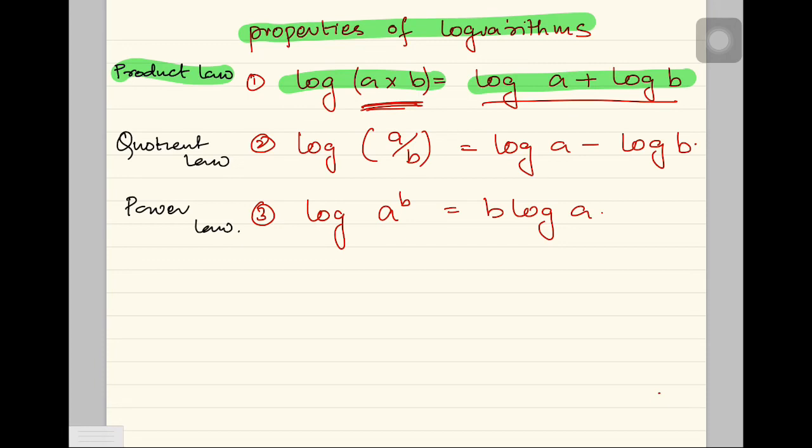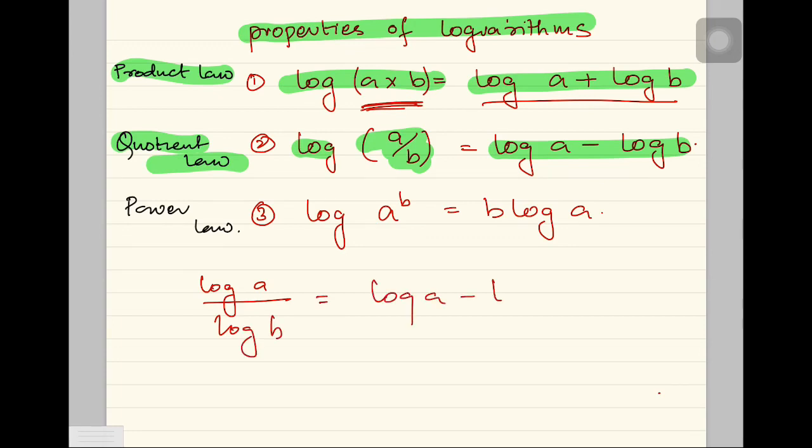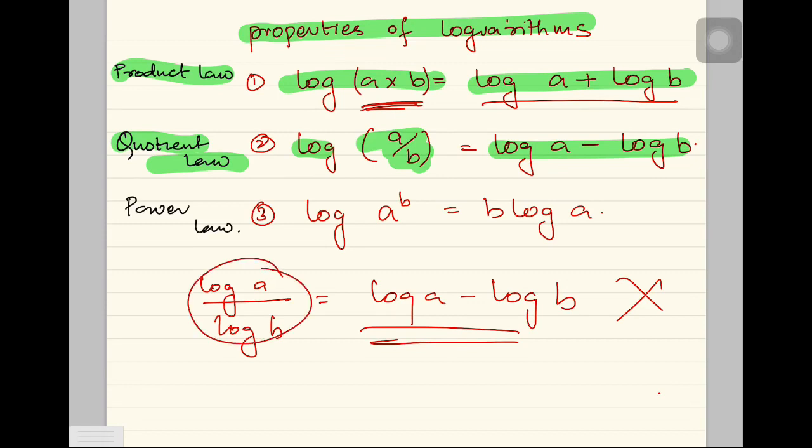The other property is the quotient law. Again, you have a single log and a, b are being divided, you can write it as log a minus log b. Let me write the misconception. Log a divided by log b, some of you think this is equal to log a minus log b. This is absolutely wrong. This is not going to happen. So whenever this thing is there, you can't split it as a minus b, correct? Or else you may say log of a minus b is equal to log a minus log b. No, that is also wrong.